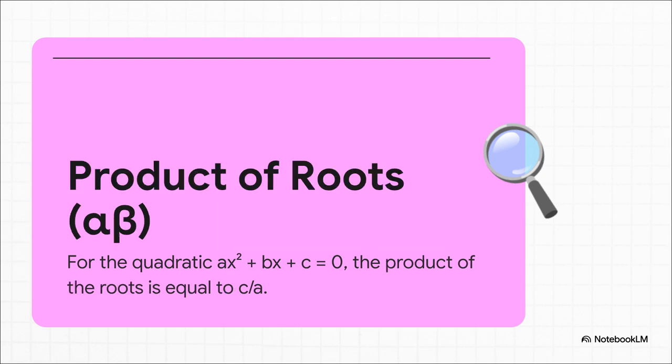And the second key is just as elegant. What about their product? What do you get when you multiply the two roots together? Again, just look at the equation. It's that last number, C, divided by the first one, A. That's it. It's that simple.